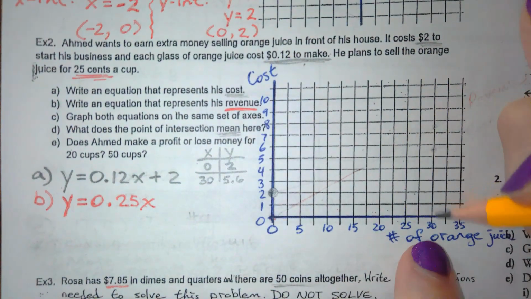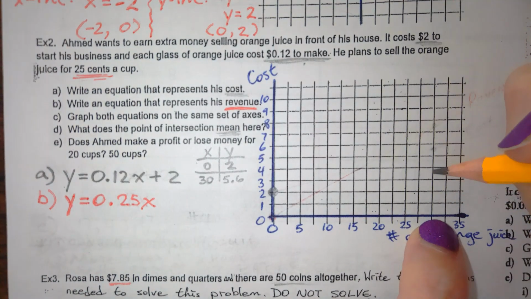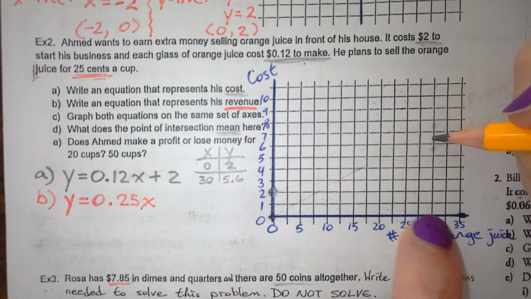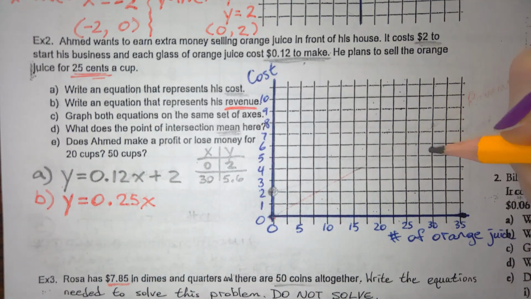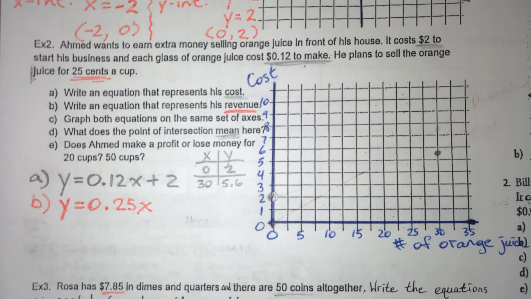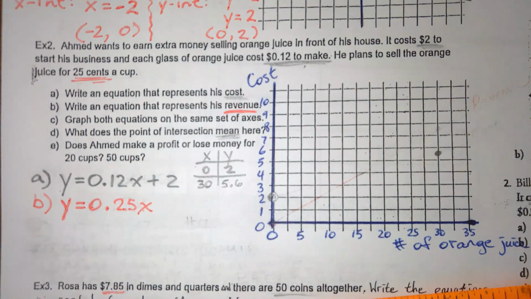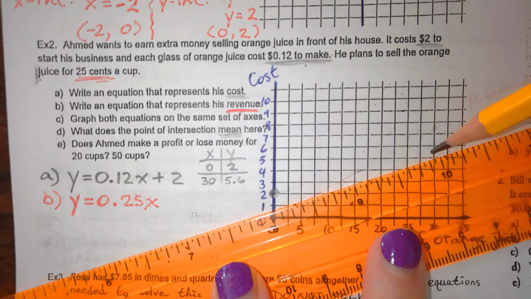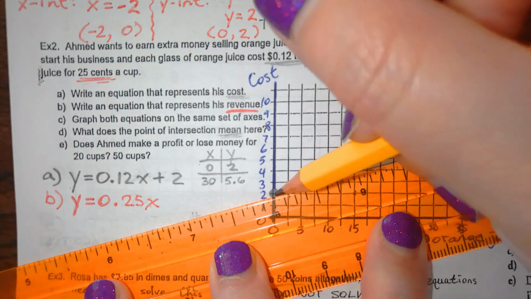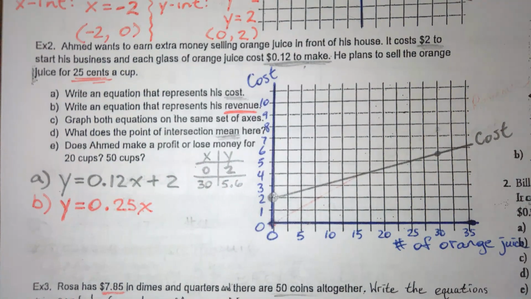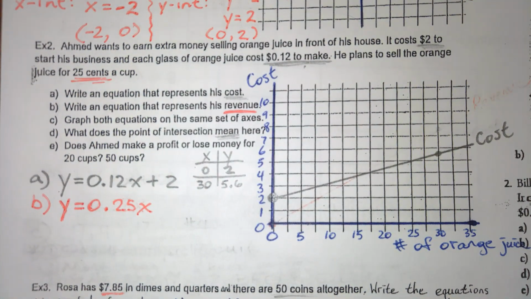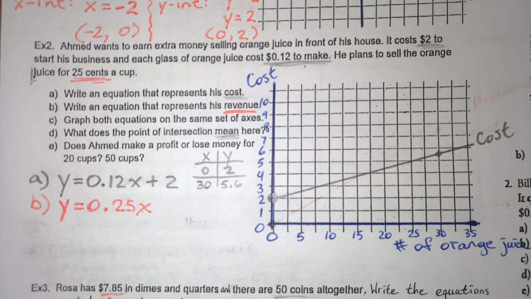Okay, so if I make 30 cups of orange juice, it's gonna cost $5.60. So about right here. Okay, and there's my first line. Right, this is my cost line. I'll give you guys a second to graph that first.